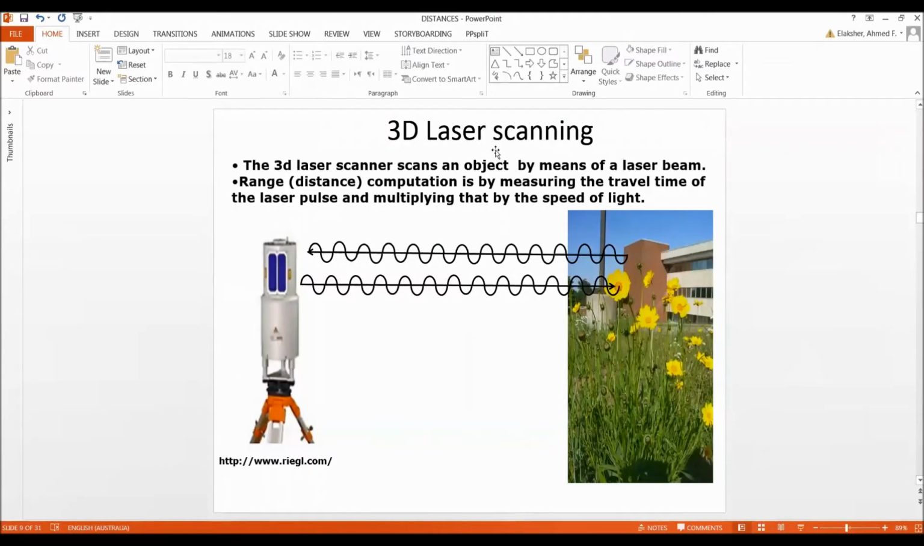Laser scanners do not measure distances. However, they do generate what we call a point cloud. Through the point cloud, you will have thousands and millions of points. You can identify your point and then determine distances.